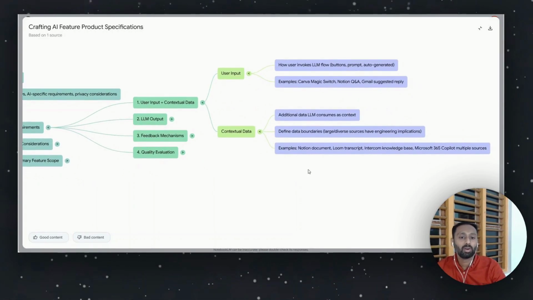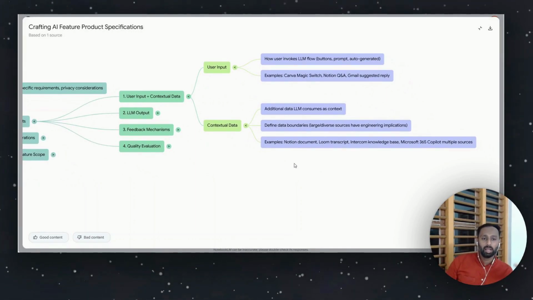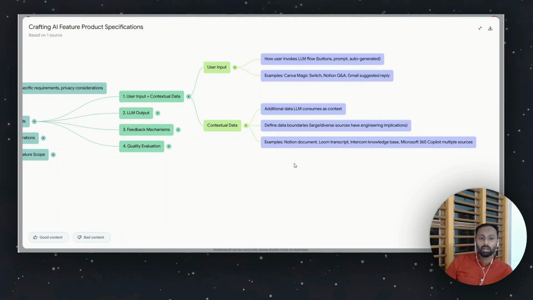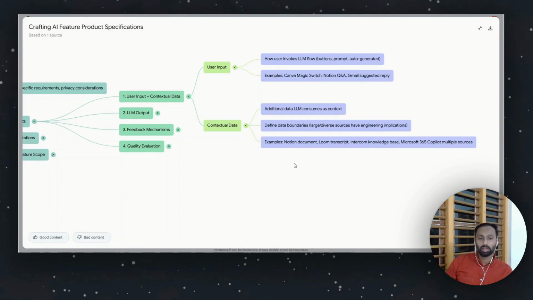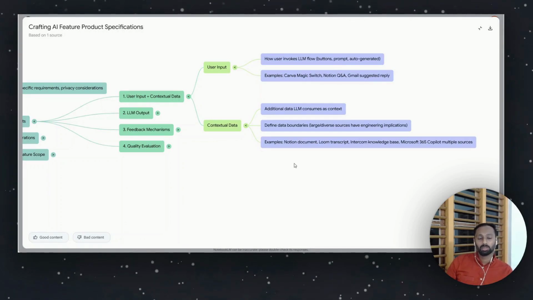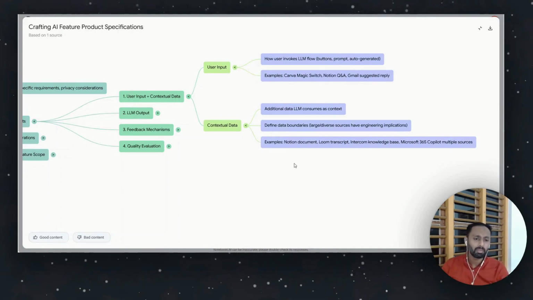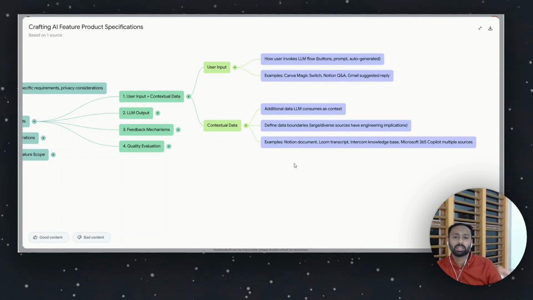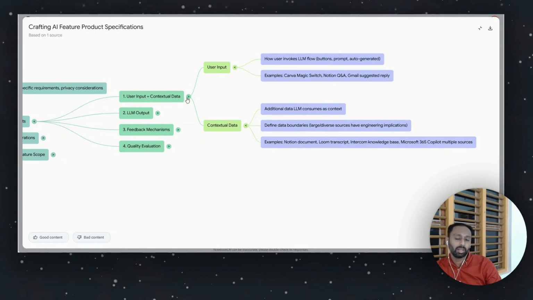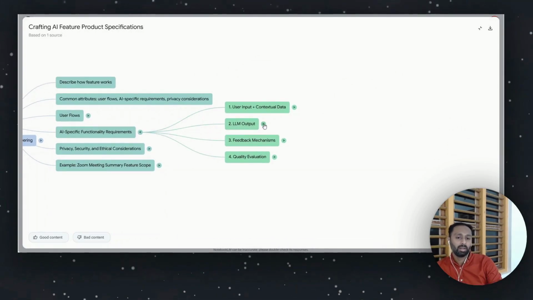Second is what kind of contextual data is being passed to the LLM. For example, along with the user input, additional data the LLM considers as context. Defining data boundaries. You shouldn't allow it to add more diverse sources, again, because it would have cost implications and engineering implications. So all this contextual data also needs to be defined. User input and contextual data are very key things that you need to define in the AI specific functionality requirements.